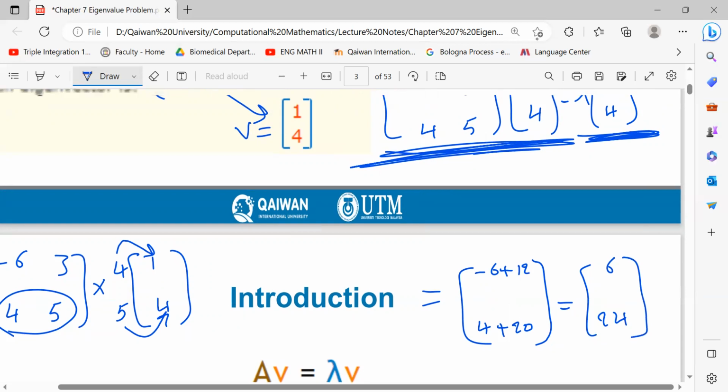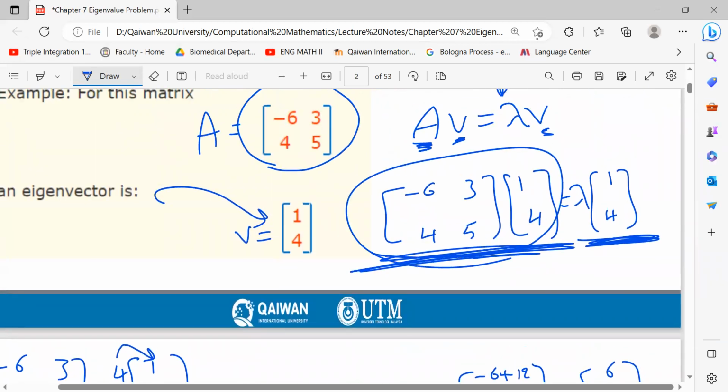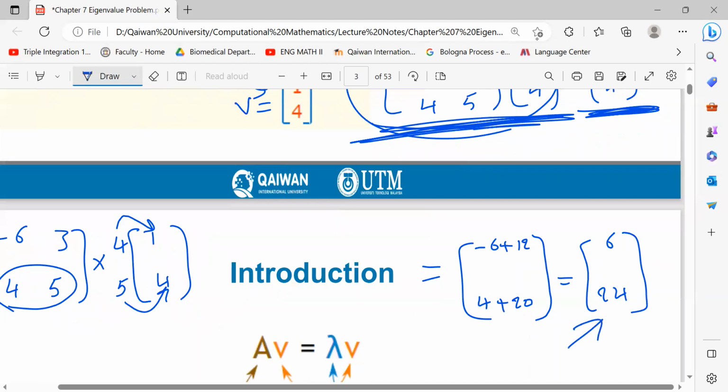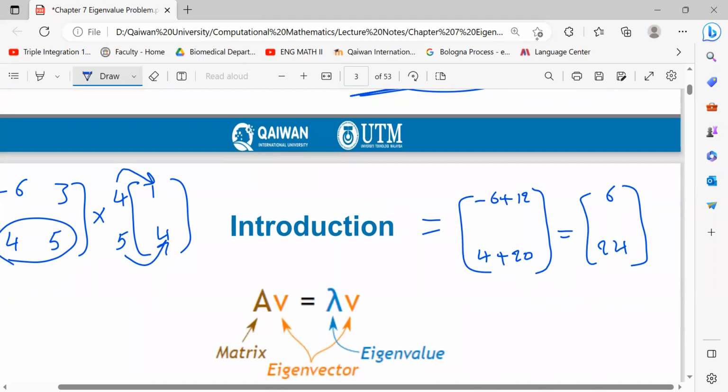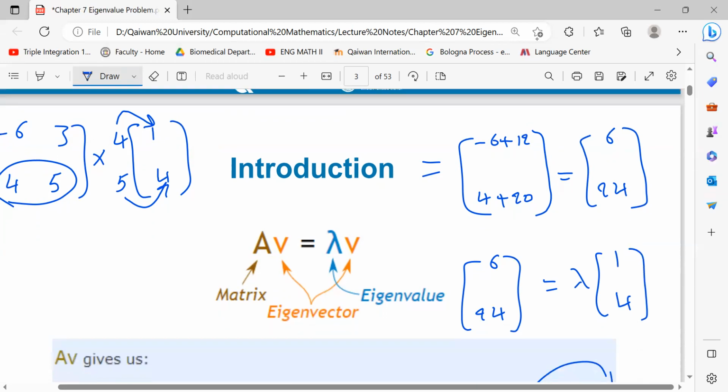Comparing, this is the left-hand side, and this side is that matrix. On the right-hand side, we have lambda times 1 and 4. We say 6 and 24 is equal to lambda times 1 and 4. So what's the value of lambda? It should be 6, is it?